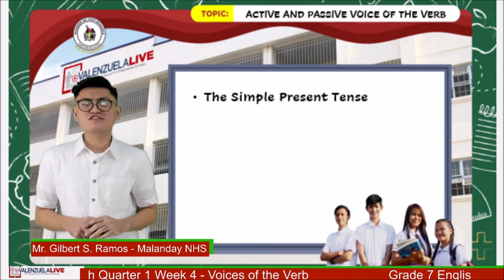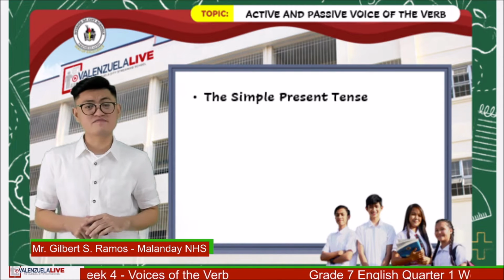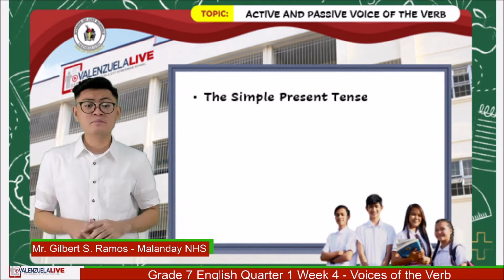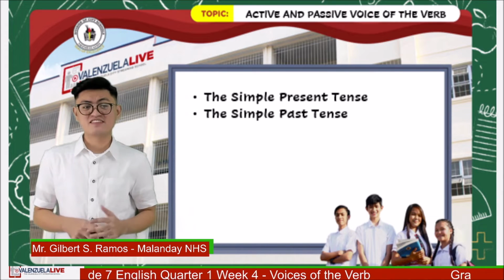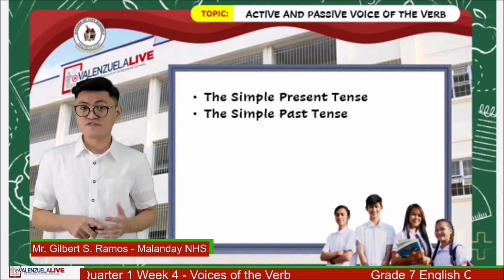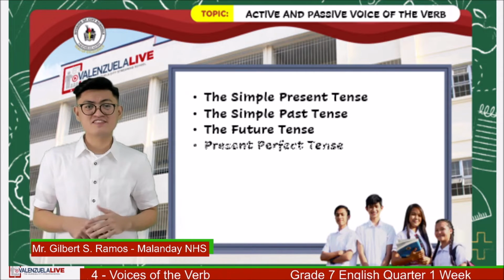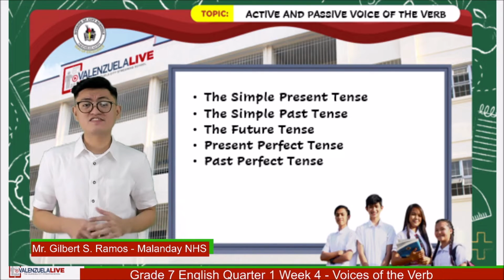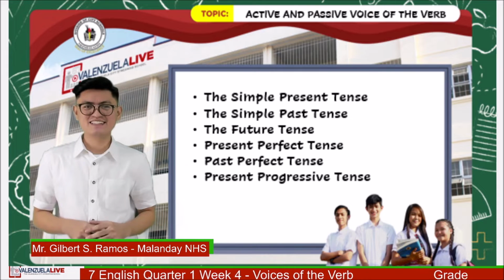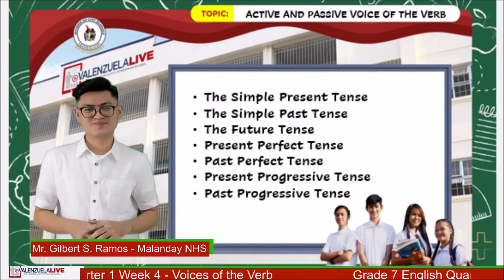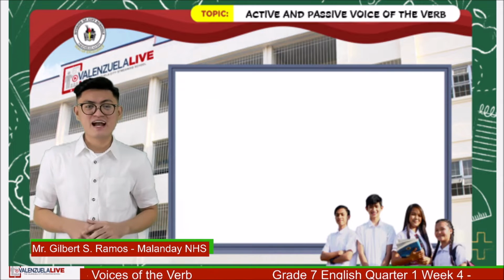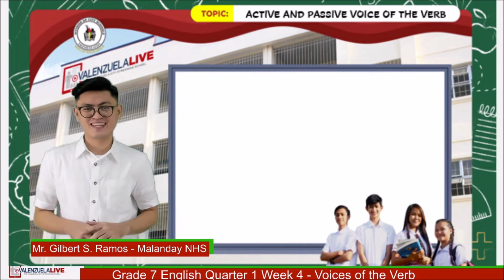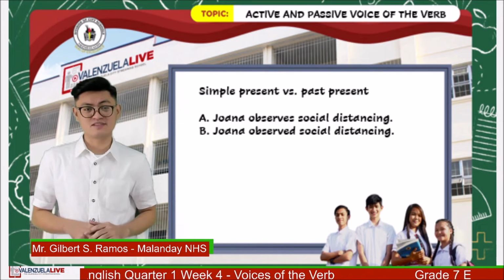First, we need to recall the tenses or aspects of verb. We shall have an intensive discussion on the simple present tense, the simple past tense, the future tense, the present perfect tense, the past perfect tense, the present progressive tense, and the past progressive tense. Let us first have the simple present tense and the simple past tense. Take a look at these examples.